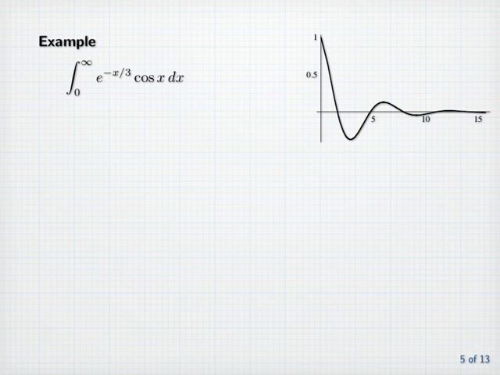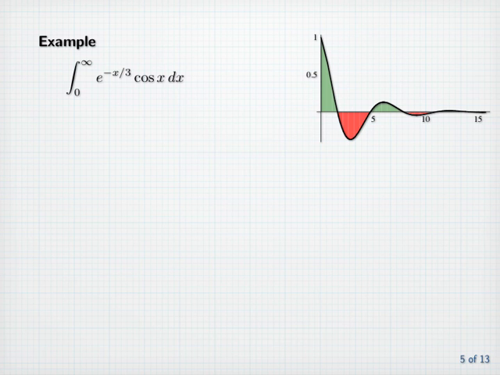Now let's look at a couple more examples. Let's compute the integral from 0 to infinity of e to the minus x over 3 times cosine x dx. If this improper integral converges, then we can interpret its value as the signed area between the graph and the x-axis to the right of x equals 0.